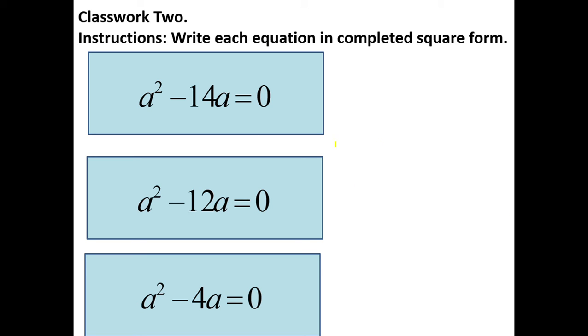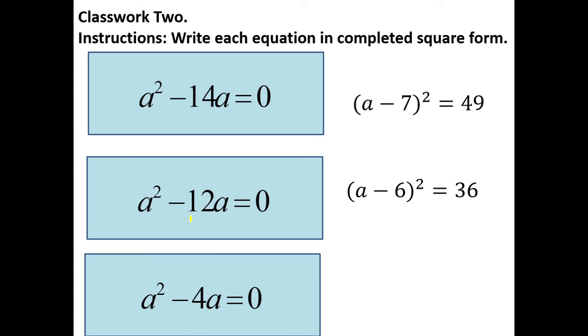Okay, let's have a look at what I got. I got a minus 7 squared equals 49. Okay, let's try another one. Give it a try, pause your video, and then come back and we'll look at what answer I got. Okay, let's see what I got. A minus 6 squared equals 36.